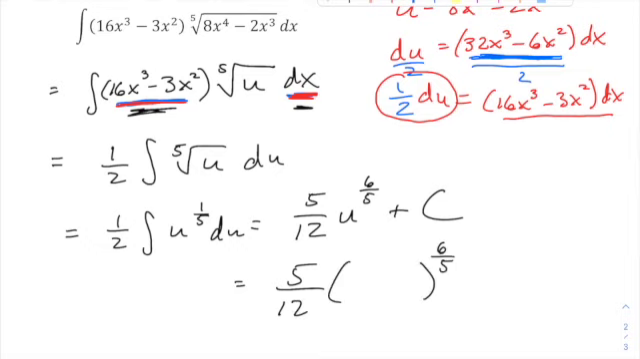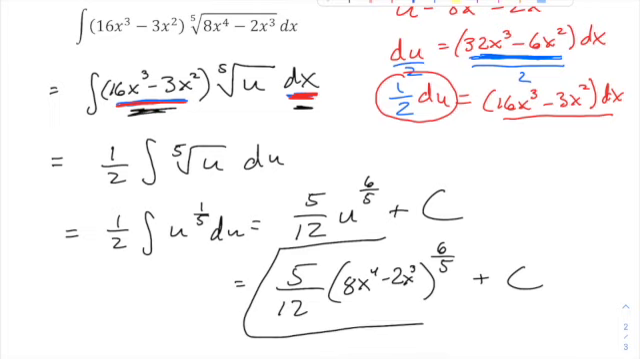U was standing in place of 8x to the 4th minus 2x cubed. And so there we go. Take the derivative if you want to see it all play out, how that 5/12 will cancel and get down to having that original integrand there that you started with. There you go. There's a second example.